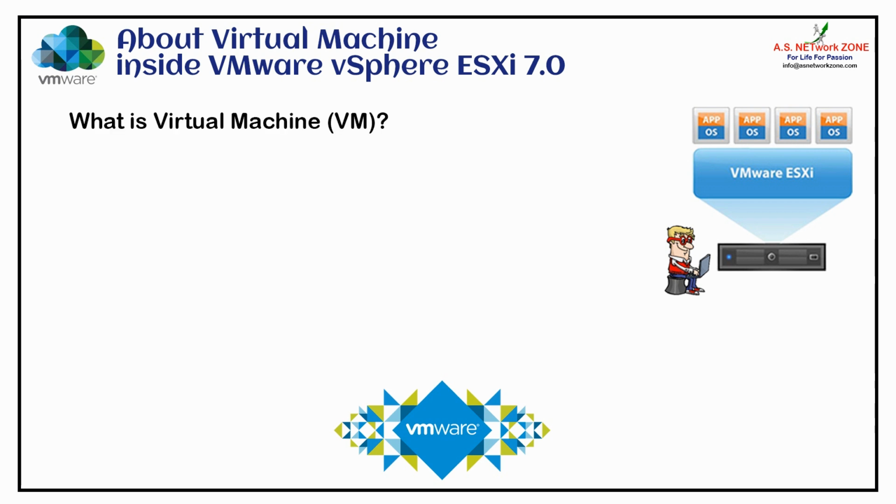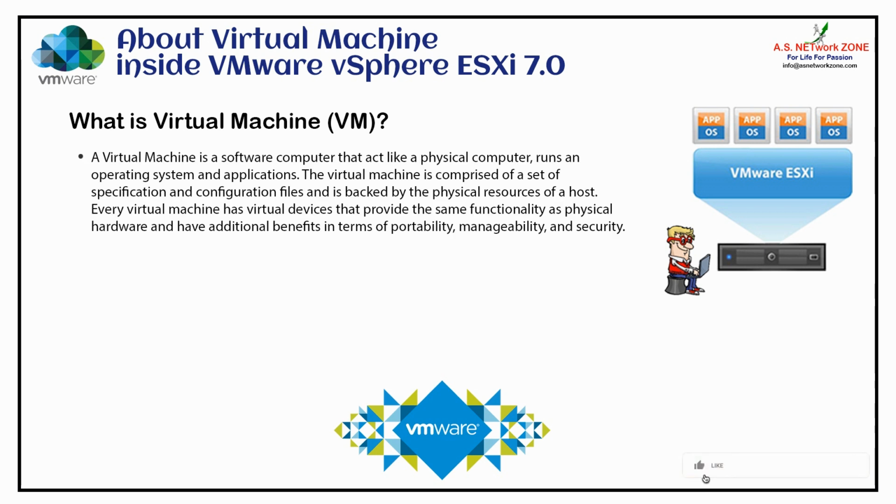What is a virtual machine? A virtual machine is a software computer that acts like a physical computer, running an operating system and applications. The virtual machine is comprised of a set of specification and configuration files and is backed by the physical resources of a host. Every virtual machine has virtual devices that provide the same functionality as physical hardware and have additional benefits in terms of portability, manageability, and security.